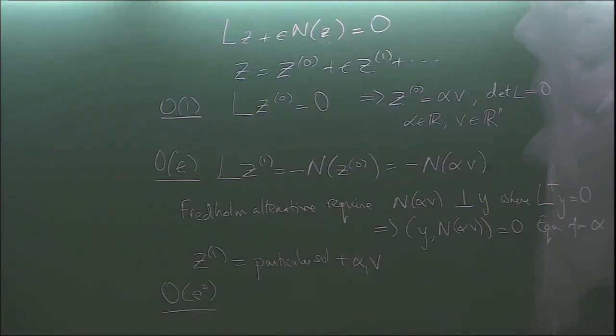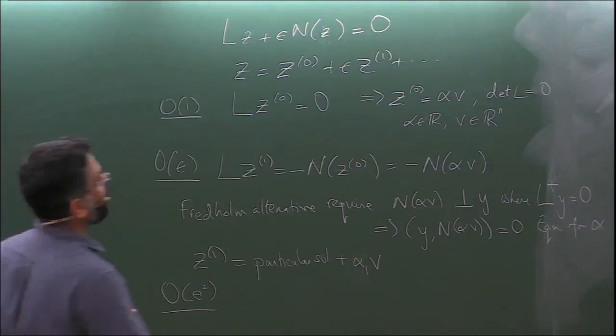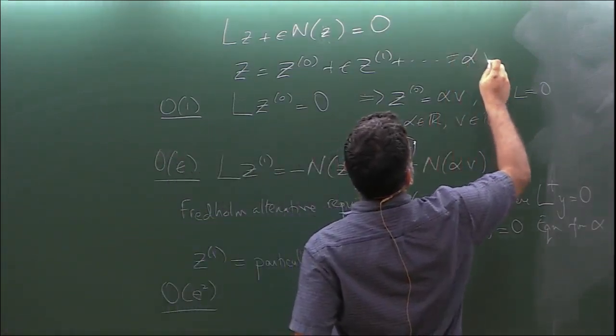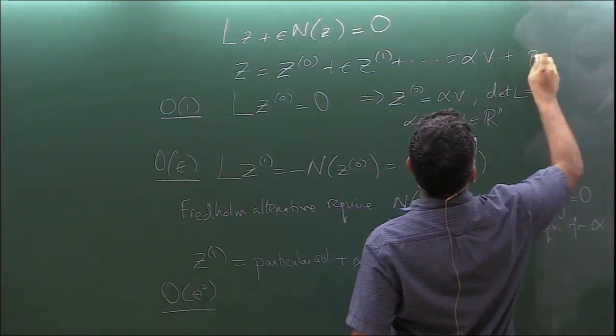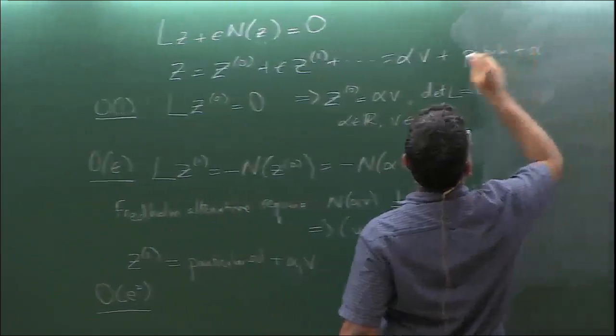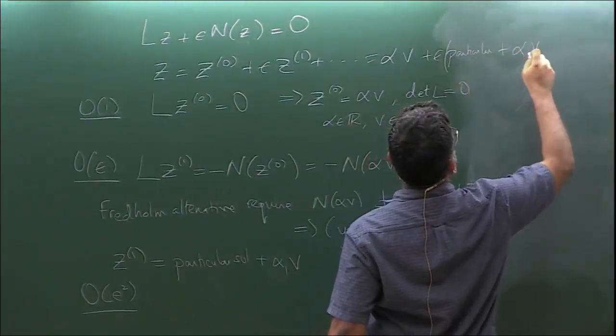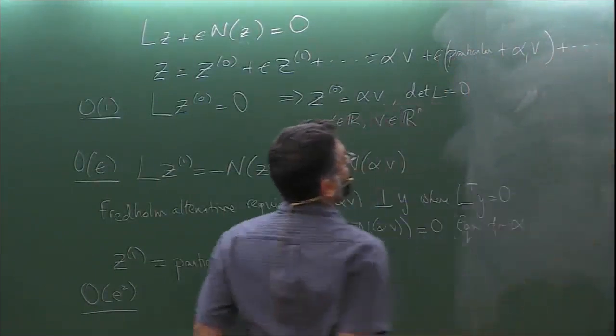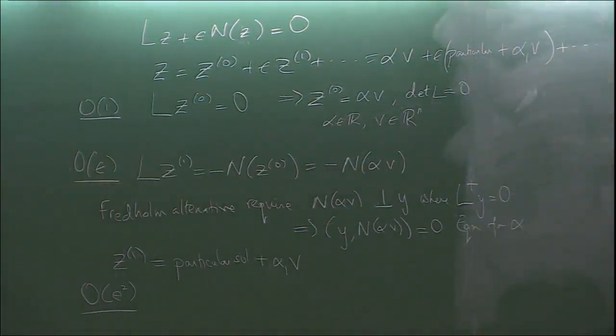I mean, it's exactly how I fixed the original alpha. I had to go to order epsilon. Original alpha came as a degeneracy or an unknown parameter at the lowest order. I fixed it at the next order. If at the next order I have an unknown parameter, I need to go to one more order to fix it. So to summarize, then, this thing looks like an alpha V plus some particular solution plus epsilon times alpha 1 V. Right? Yes?